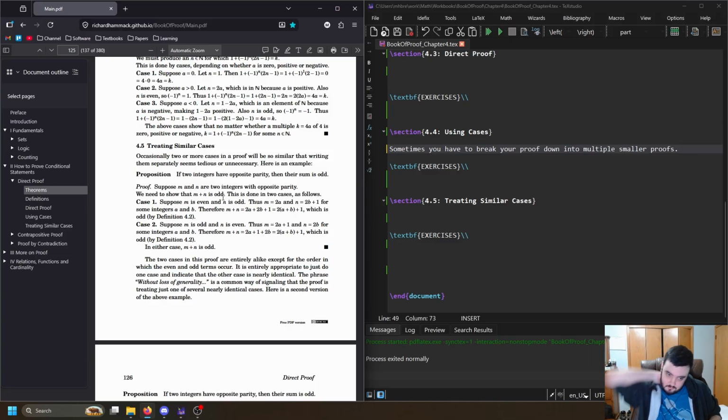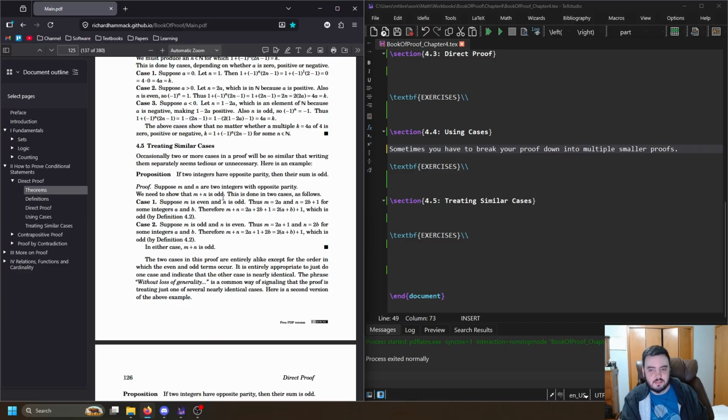Treating similar cases. Occasionally, 2 or more cases in a proof will be so similar that writing them separately seems tedious or unnecessary. Here's an example. If 2 integers have opposite parity, then their sum is odd. Suppose m and n are 2 integers with opposite parity. We need to show that m plus n is odd. This is done in 2 cases as follows.